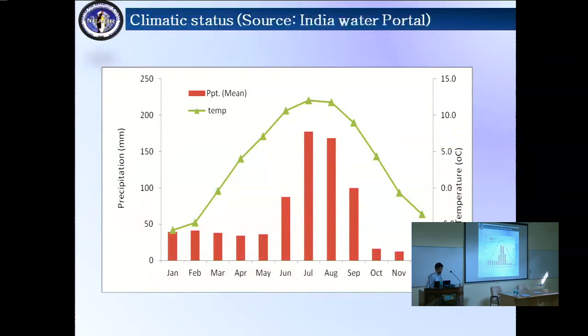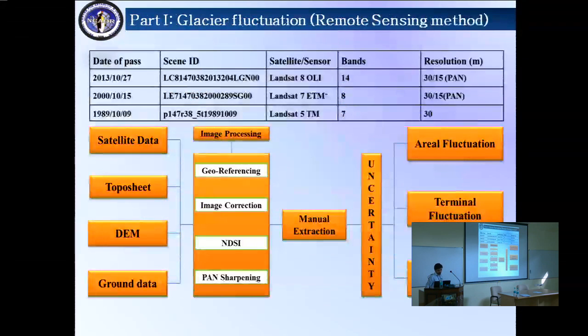Now, as per the India water portal, we have monitored the last 100 years data set of temperature and climate, and we found that most of the precipitation is in July. So I have divided our study into 3 parts. First, we have monitored the glacier fluctuation using satellite data; second, we have monitored glacier retreat using mass balance techniques; and third, we have done the hydrological analysis. We have analyzed the hydrological balance of the glacier area.